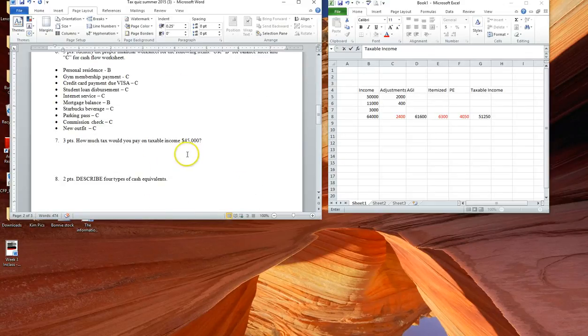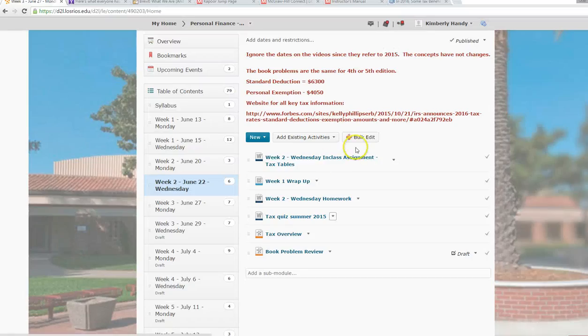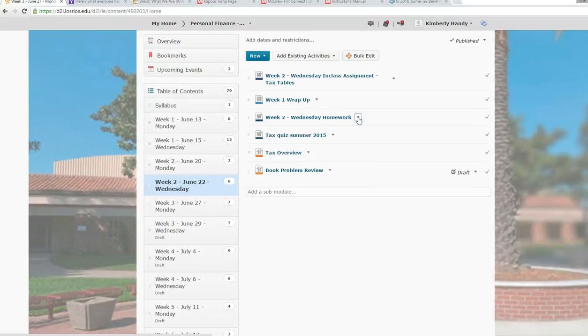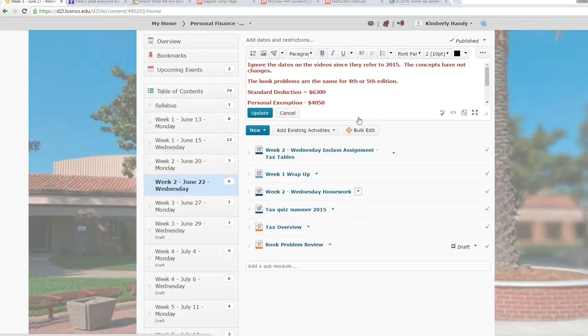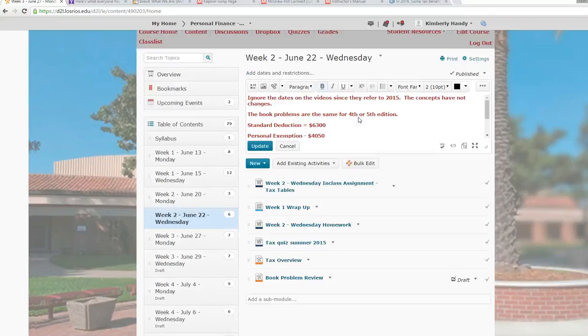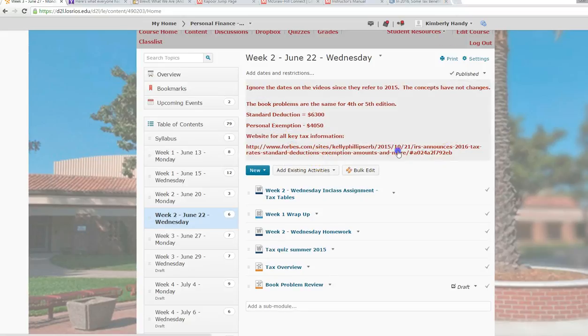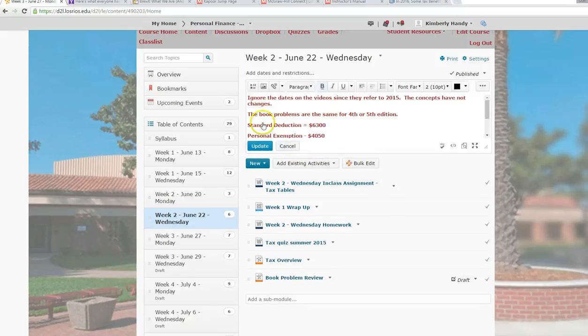How much tax would you pay on taxable income of $45,000? Oh boy, she would have to ask me one of those questions. So here's what I'm going to do. I'm going to pop into the website, and I know I have this Forbes. I did have it. Cancel that for a second. I'm going to copy this because I need my tax brackets.